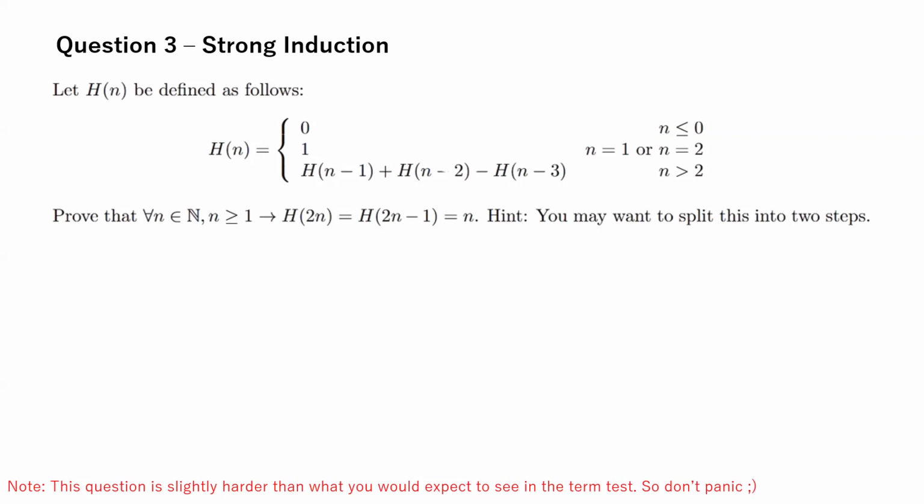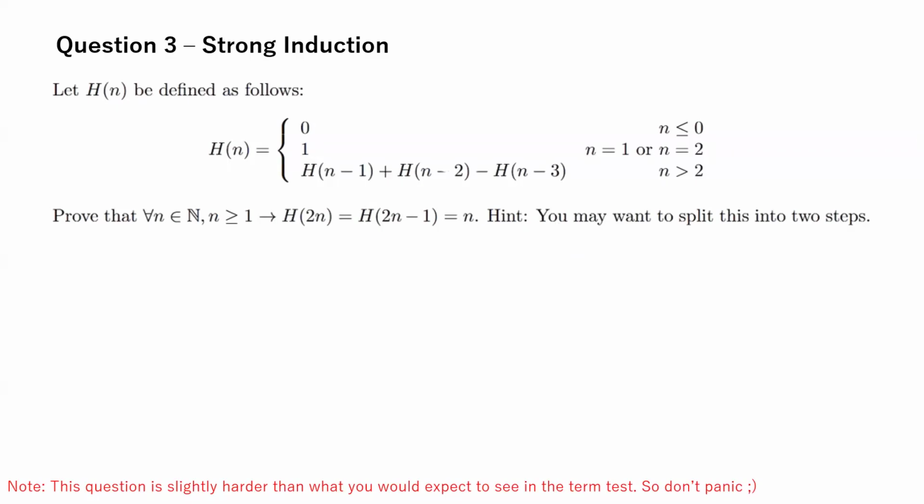So we've got this lovely little recursive function, where h of n is defined in terms of h of n minus 1, h of n minus 2, h of n minus 3. And we want to prove that h of 2n is always equal to h of 2n minus 1, is equal to n.